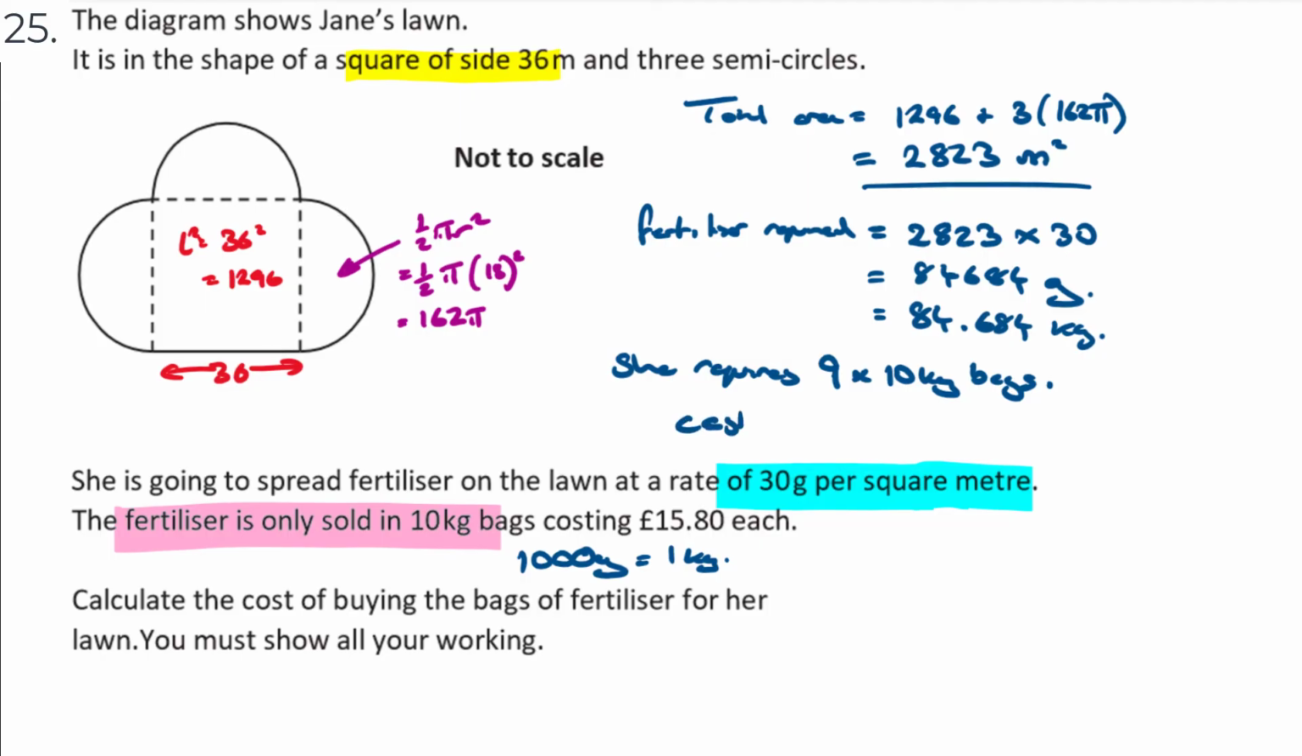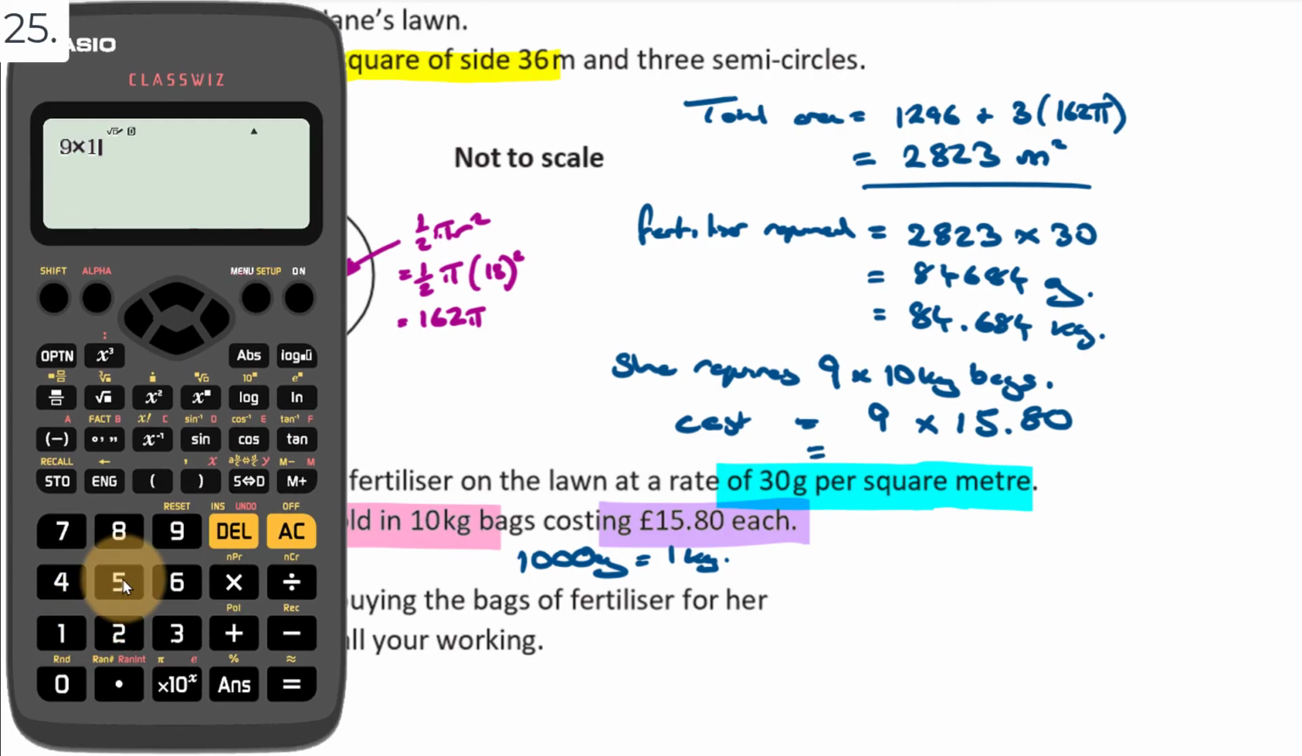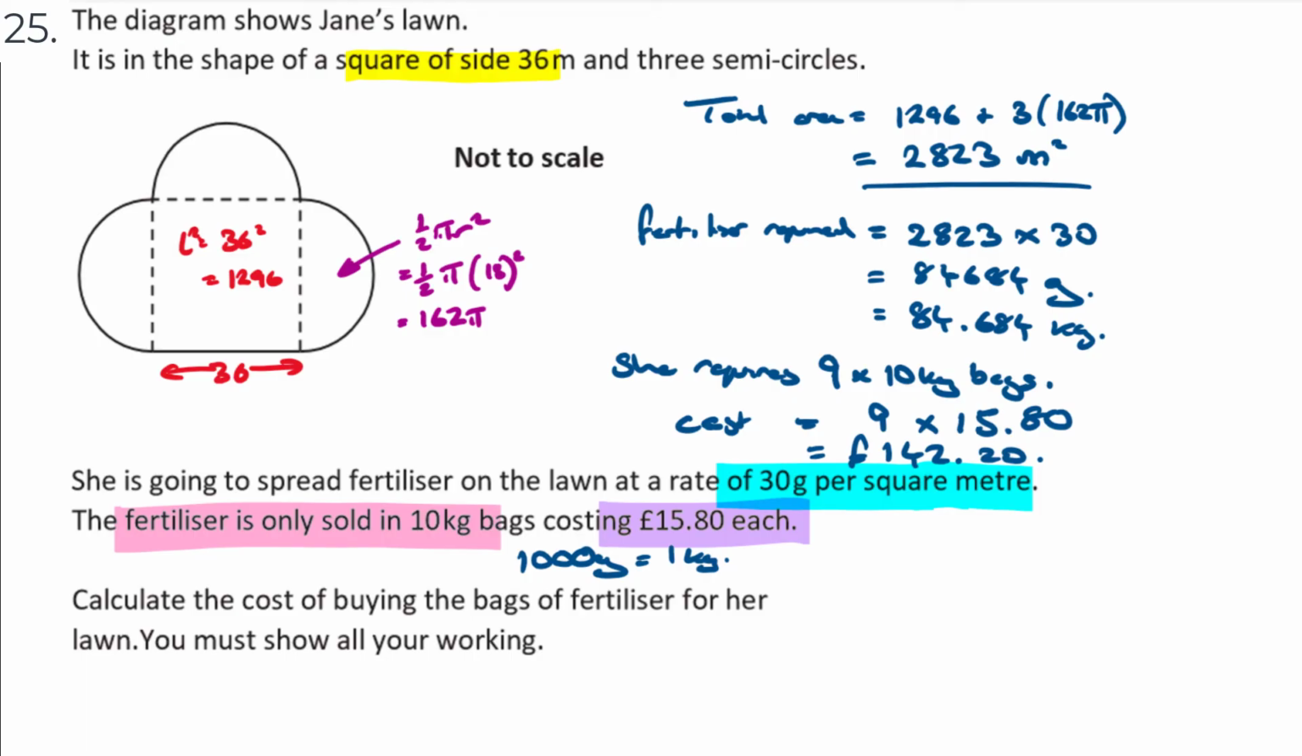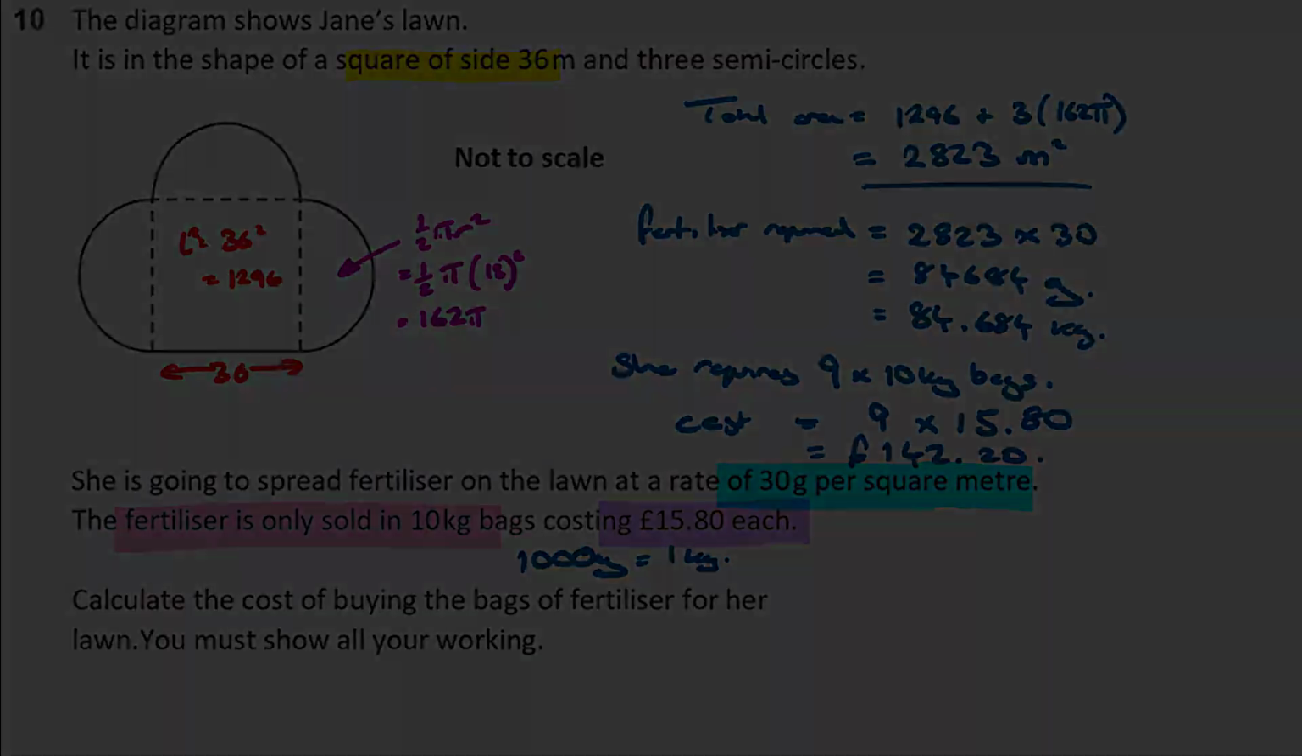So the cost of those 9 10 kg bags is going to be 9 lots of £15.80, isn't it? Because they each cost £15.80. So multiplying 9 by £15.80 comes out to be £142.20. So the cost of buying the bags of fertilizer for her lawn is £142.20.